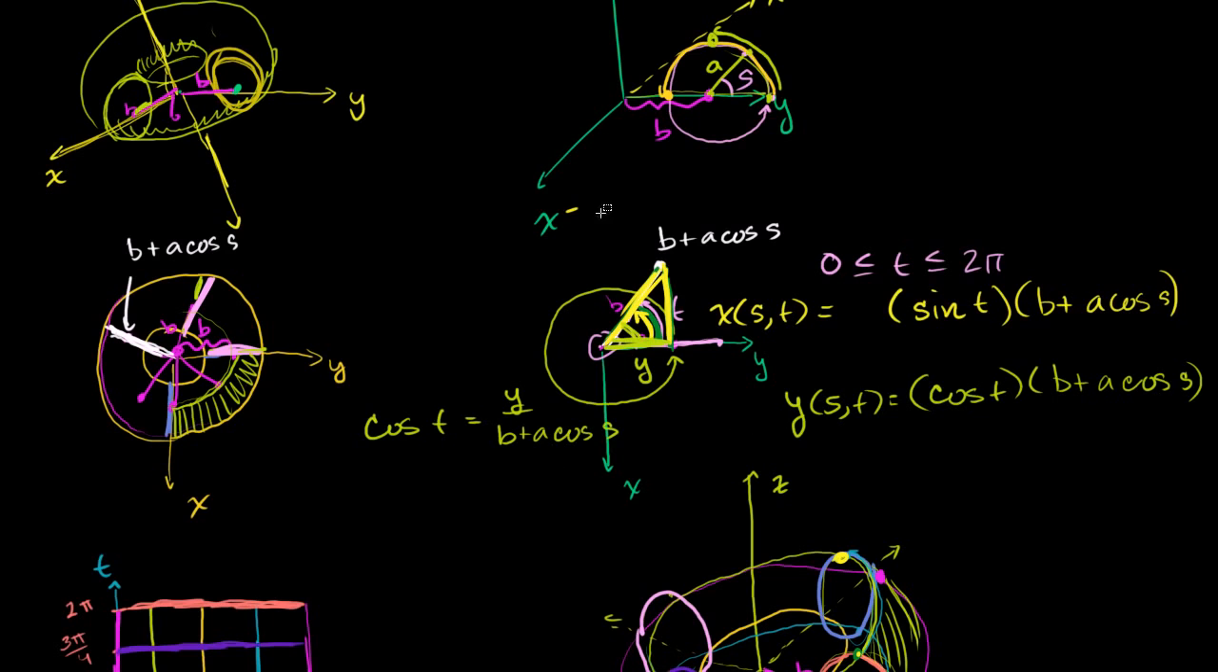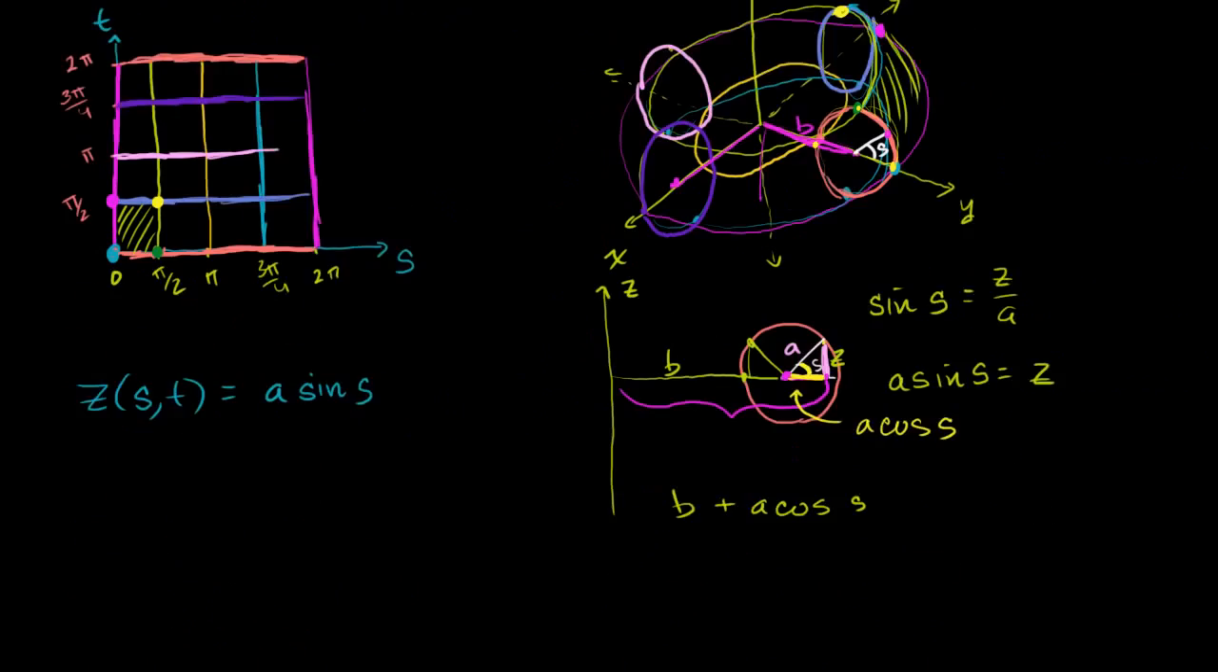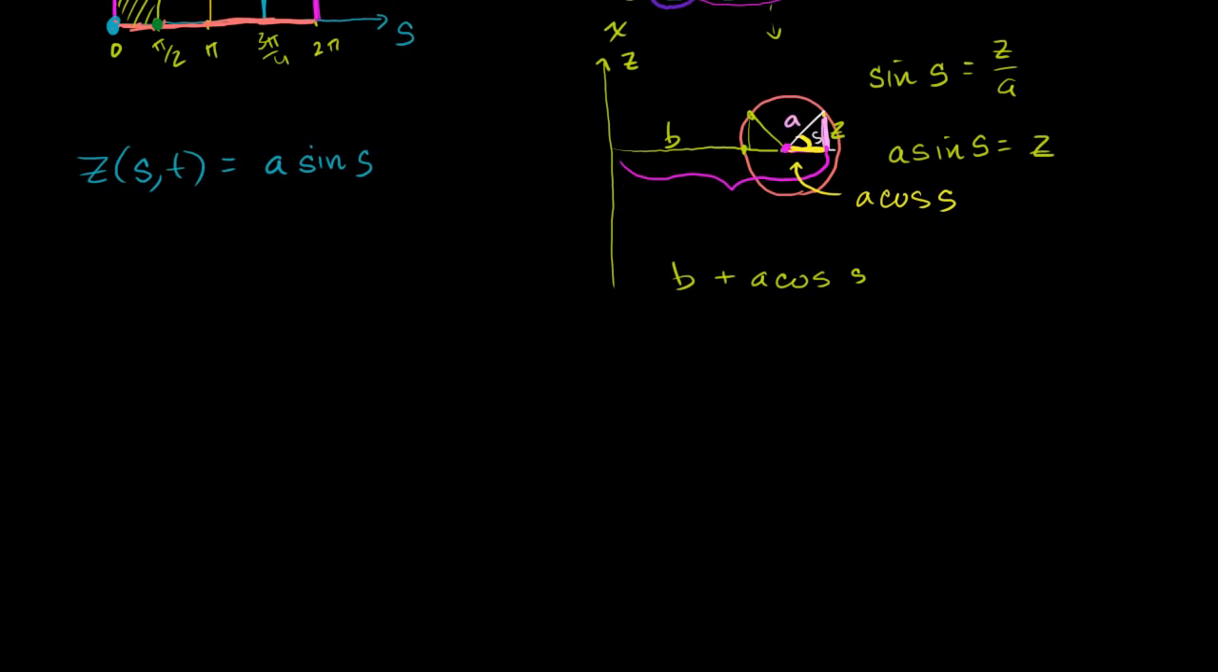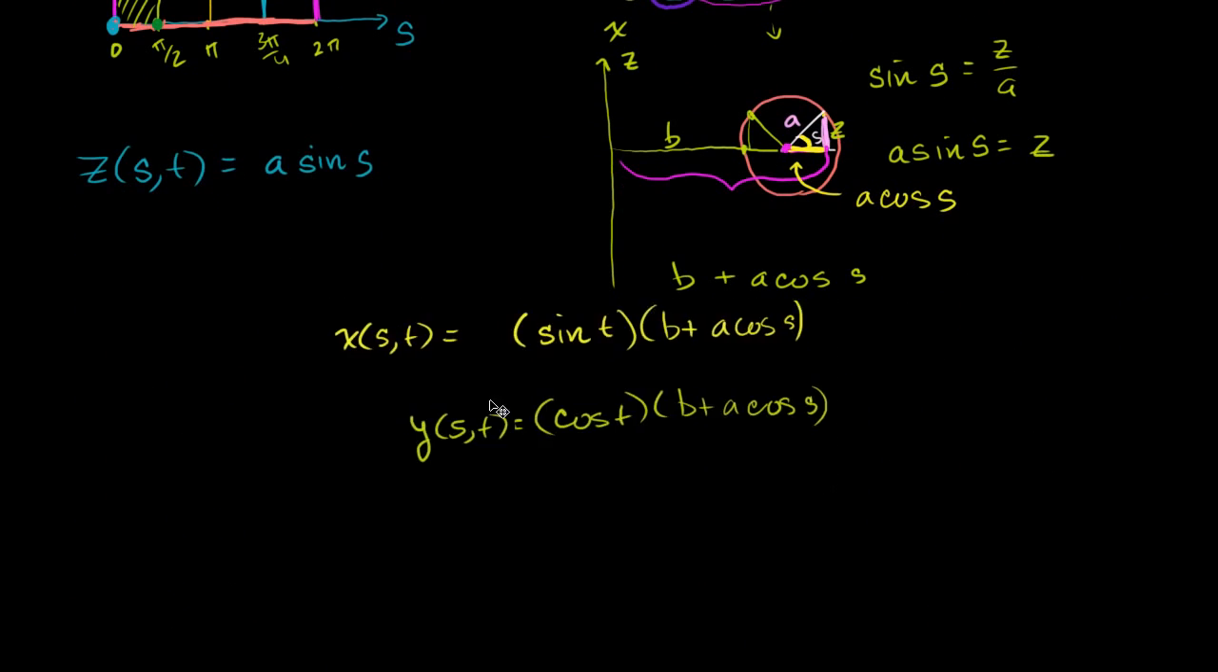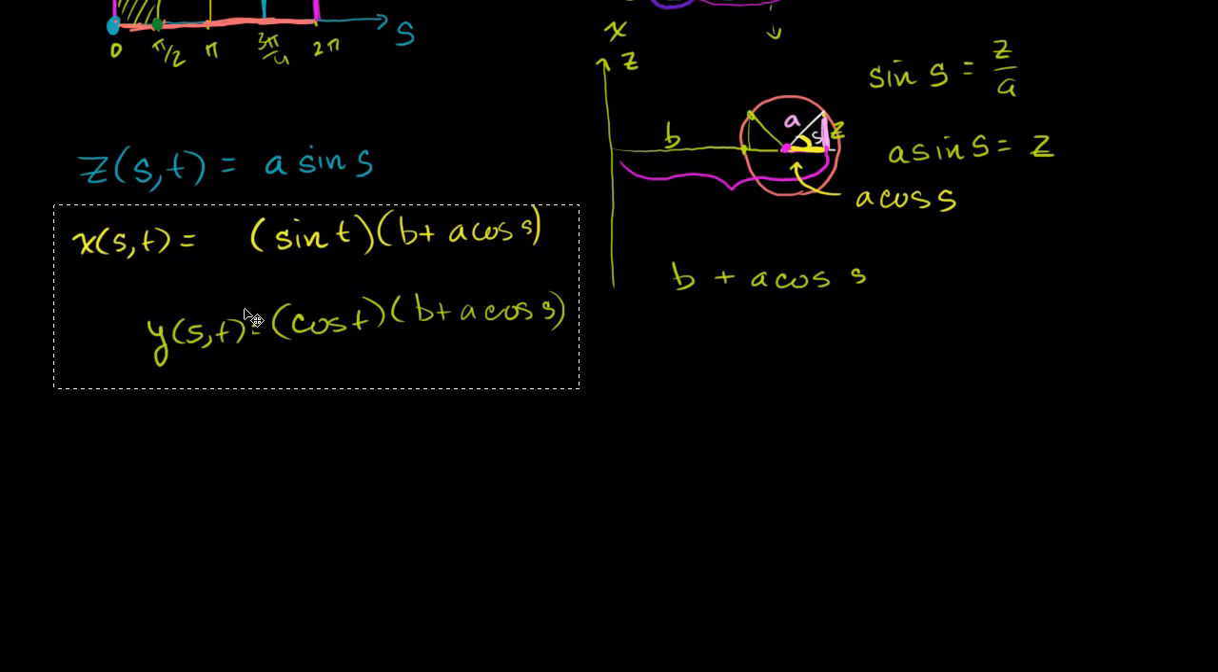So let me copy and paste all of our takeaways. Let me copy it and then paste it, and we're done with our parameterization. We could leave it just like this, but if we want to represent it as a position vector valued function, we can define it like this.